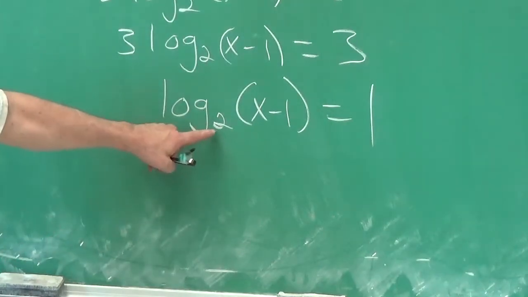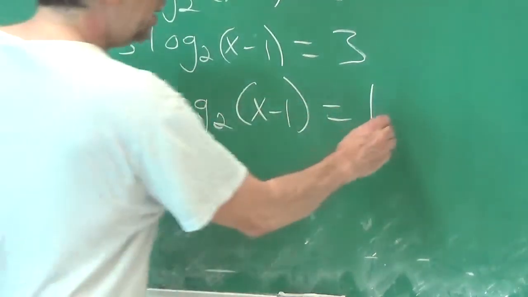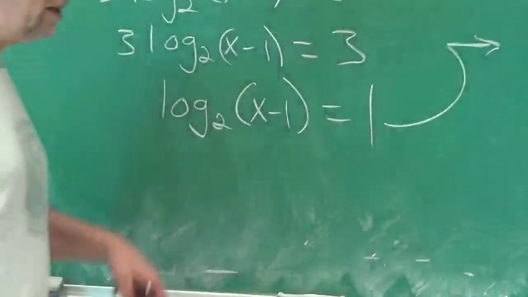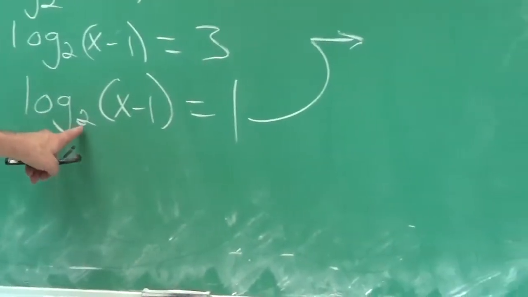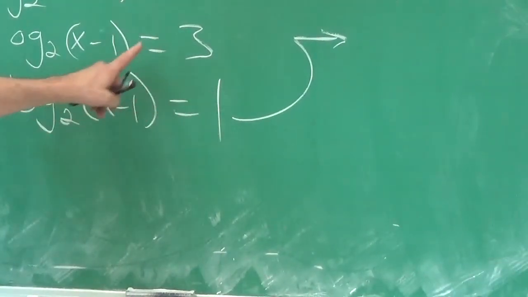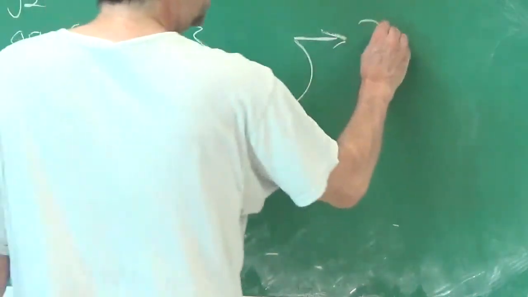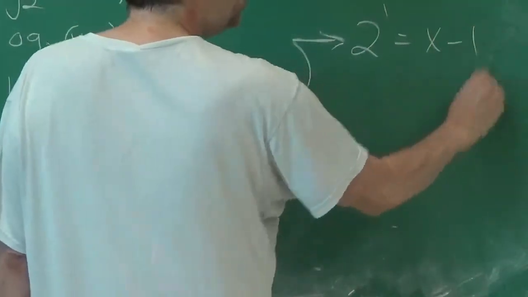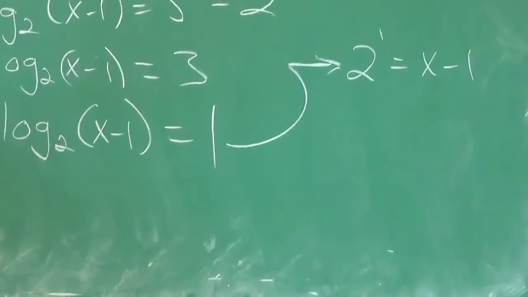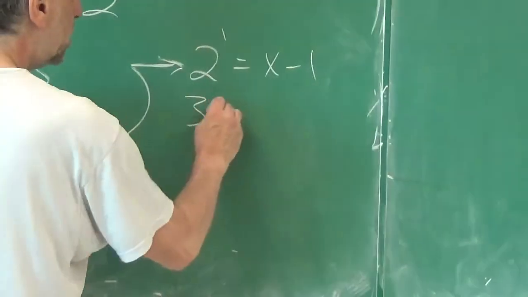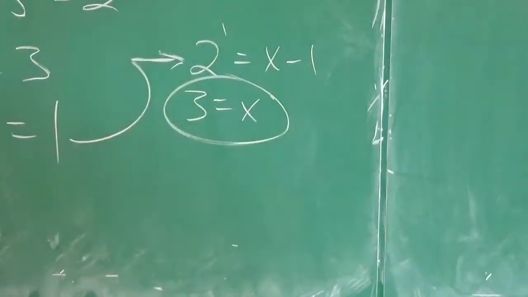So now we have log form. We're going to change that to exponential form just like we did in the previous couple examples. Here we're saying 2 raised to an exponent of 1 equals x minus 1. Easily solved. We add 1 to both sides and we get our answer.